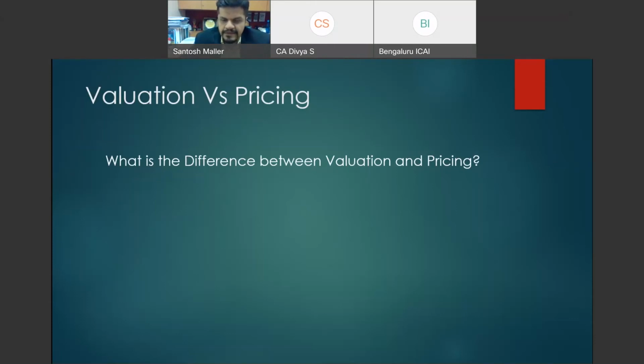So the meaning here, friends, is that valuation and pricing are two different things, and often they are used interchangeably. But technically, that's not the right thing. Valuation and pricing would always be two different things. Again, let me pause here for a minute and invite questions from the participants.